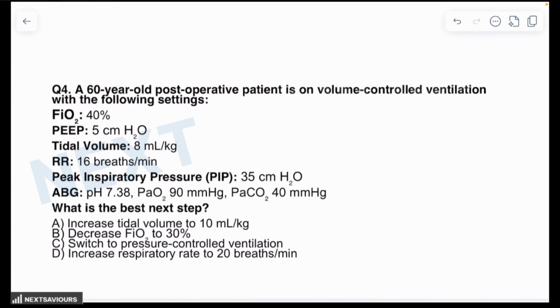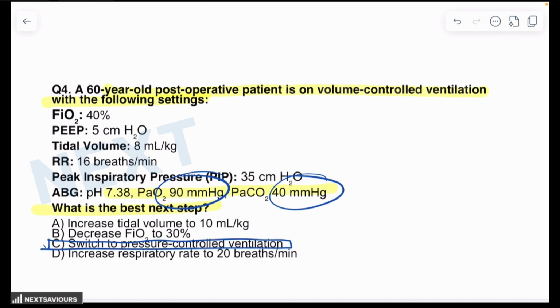Finally, another example is a 60-year-old operative patient on volume controlled ventilation with the following settings. What is the next best step if the ABG provided to you is with the partial pressure of oxygen 90 millimeters of Hg and the carbon dioxide is 40 millimeters of Hg? So the correct answer obviously is to switch to the pressure controlled ventilation mode.